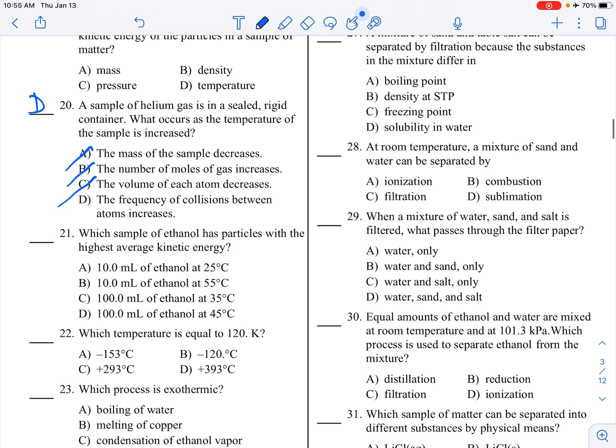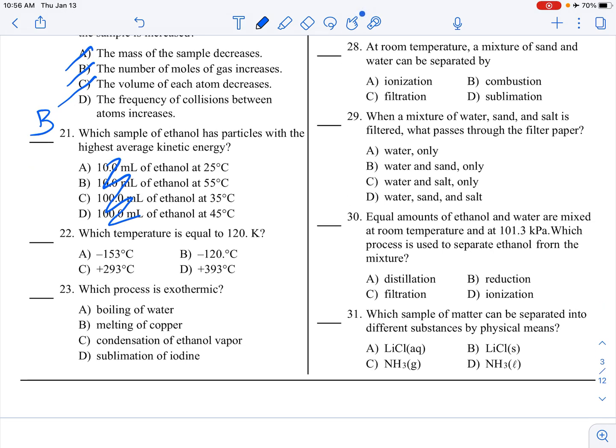Which sample has the highest average kinetic energy? We don't really care about any of this. All we care about is who's at the highest temperature, which is choice B. Which temperature is equal to 120 Kelvin? So I need to add 273 to both. So this is 120 Kelvin, so that should be our answer. Just for kicks, I'll do the rest. This is 153 Kelvin. This is 566 Kelvin. And this last one is 666.